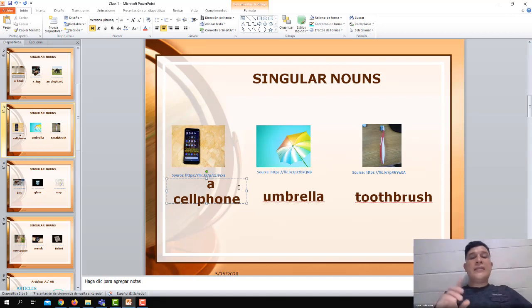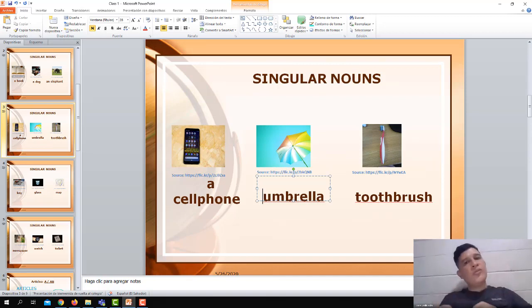Thank you, Hillary. Next one. Umbrella. ¿Qué sonido escucha cuando digo umbrella? Umbrella. ¿Sonido de vocal o sonido de consonante? Hillary. Está con nosotros. Sí. ¿Perdón?